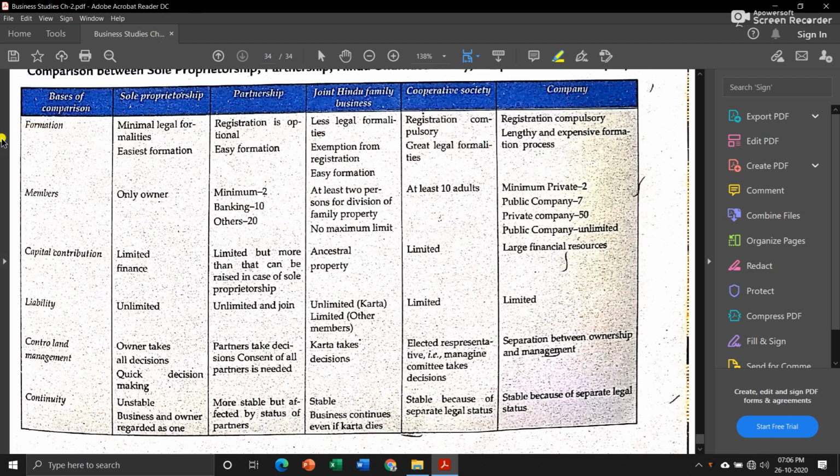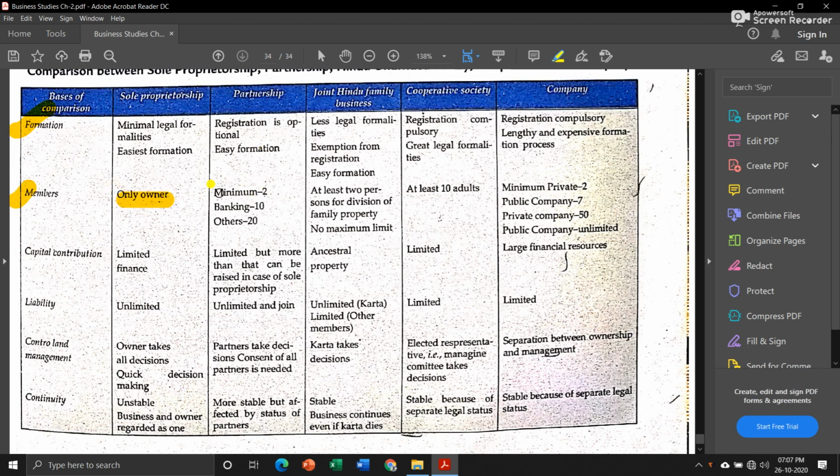Now let us see. In case of formation, the sole proprietorship is the easiest type of business organization to form. Partnership registration is optional. You can consider it as easy formation. Joint Hindu family has fewer legal formalities and exemption from registration, so it is easy formation. Cooperative society has compulsory registration and greater legal formalities as compared to the previous three. Then company registration is definitely compulsory, and it is a very lengthy and expensive formation process also.